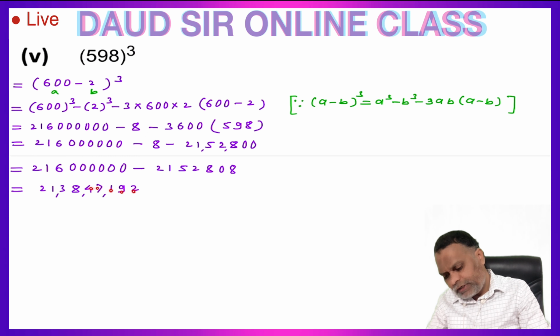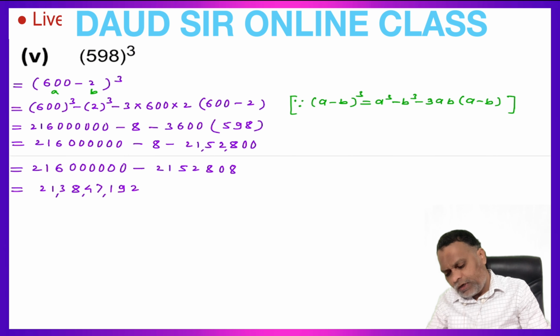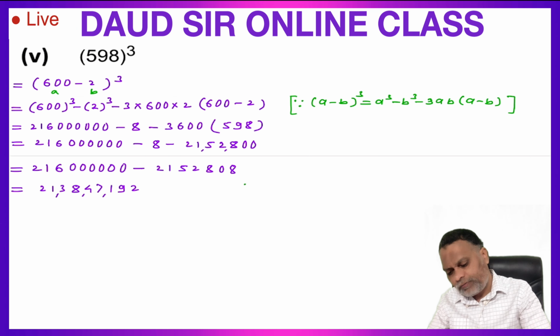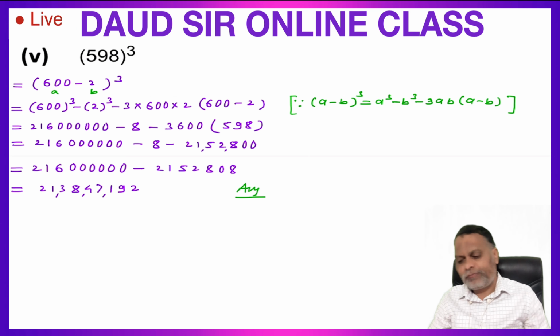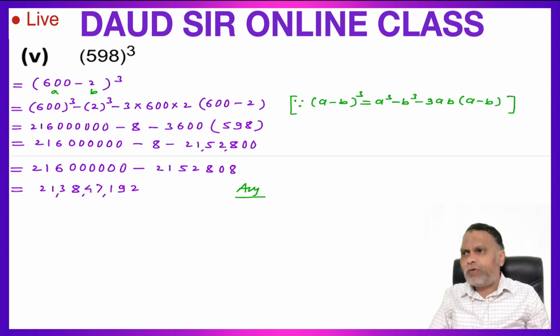Ones, tens, hundreds, thousands, ten thousands, lakh, ten lakh, crore, ten crore. 21 crore 38 lakh 47,192 is the required value of 598 whole cube.